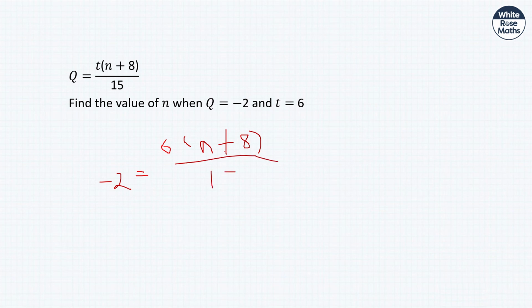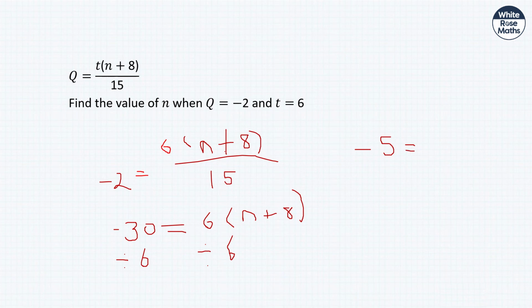I'm going to multiply through by 15 first, so minus 30 on the right hand side is equal to 6 lots of n plus 8. I'm going to divide both sides by 6 to get rid of this 6 at the front. So divide both sides of my equation by 6. We get negative 5 is equal to 6 lots of n plus 8, all over 6, which just becomes n plus 8.